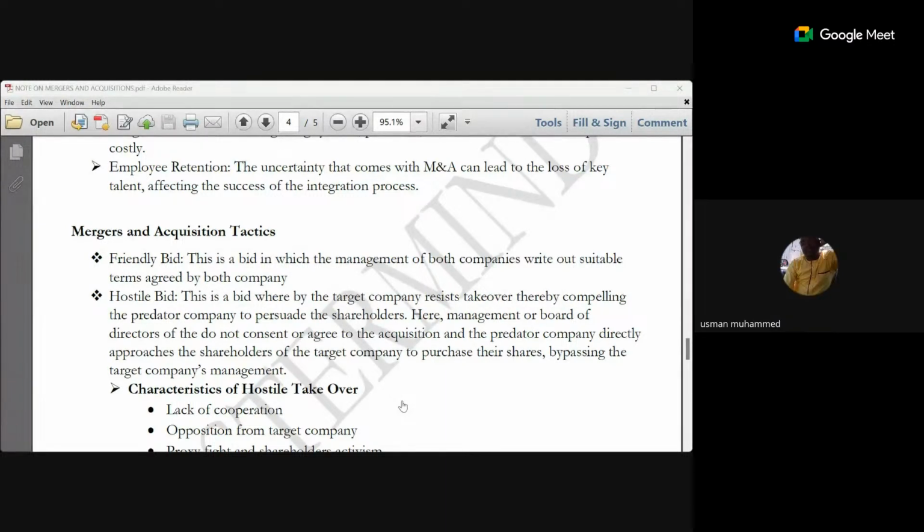We have financial synergy and cost synergy. Thank you very much. God bless you. Thank you, sir. Means you are following. So, Mr. Eze has given us at least two sources of mergers and acquisition.